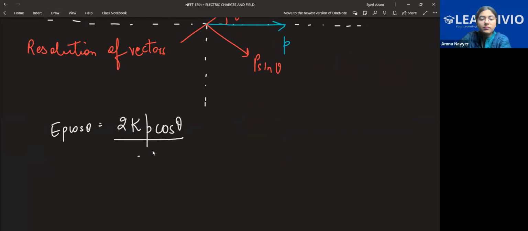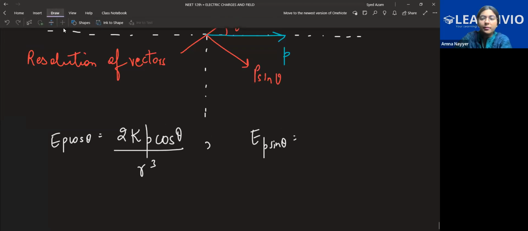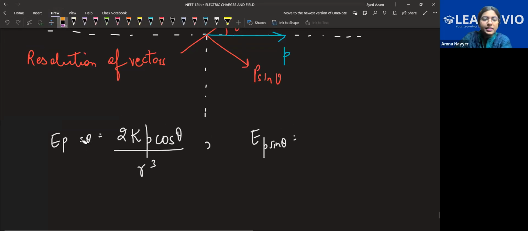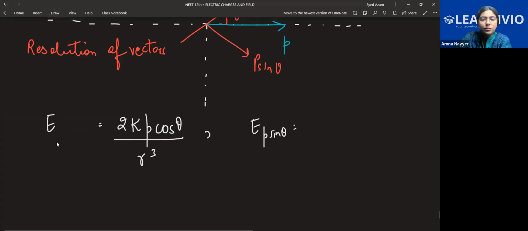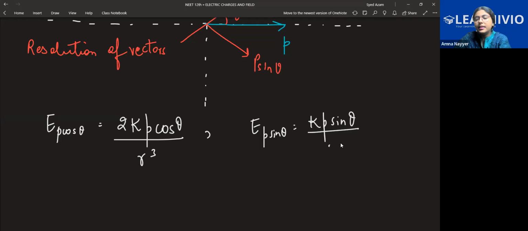Divided by r cube. Similarly, the electric field due to P sine theta. This is not getting multiplied. I hope you know, this is just a reference that this is due to P cos theta and this is due to P sine theta. EP sine theta is Kp sine theta by r cube.